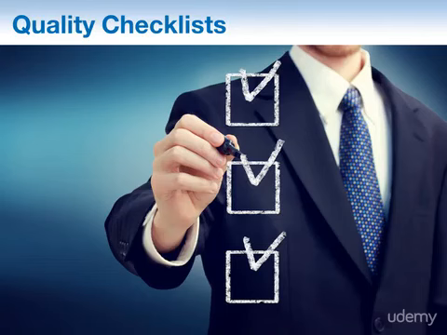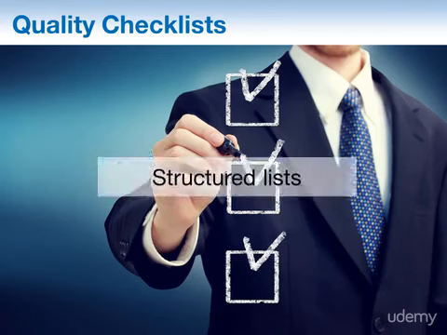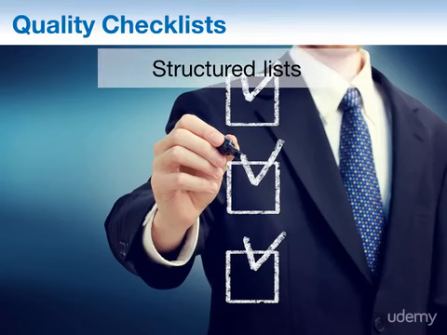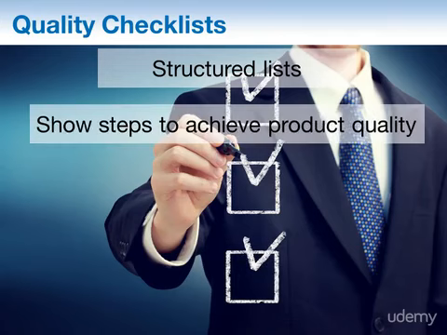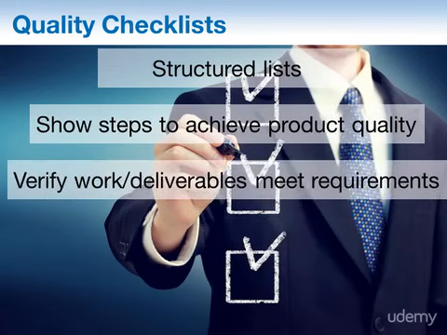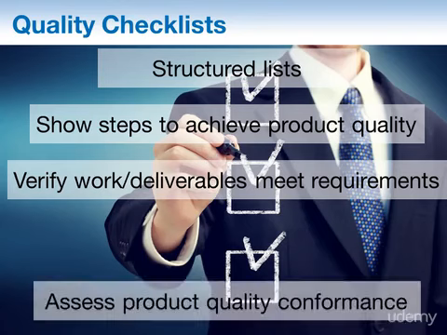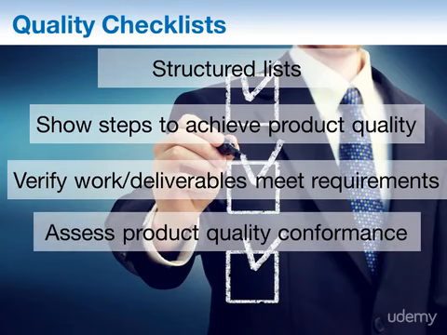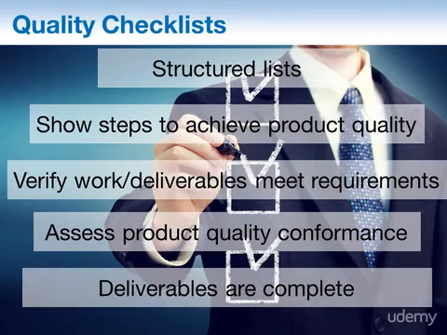Our next input are the quality checklists. Checklists are structured lists used to verify if required steps have been performed. Quality checklists show the steps taken to achieve quality on the product. They help in verifying that the work on the project and its deliverables meet the established requirements. Checklists assist in assessing product conformance to quality, and quality checklists make sure that the deliverables are complete and adhere to the mandatory attributes.